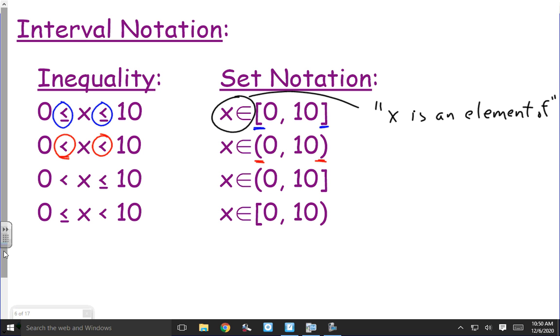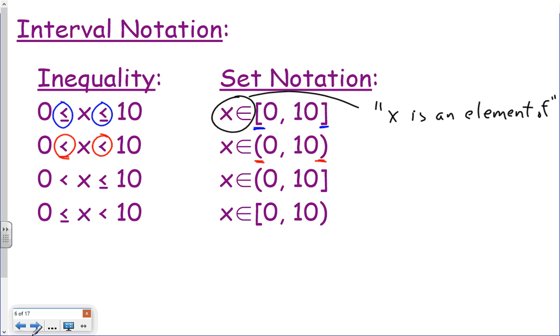And of course, you could vary these now. The next one is 0 is less than x, which is less than or equal to 10. So I'm including the 10, but not the 0. Notice that over there on the right. You can have a parenthesis on one side and a square bracket on the other side, just like you can have less than on one side, but less than or equal on the other side for an inequality. And the same is true for the last one. 0 less than or equal to x, which is less than 10, is the same as saying that x is an element from 0 to 10, including 0, but not 10. Okay? So those are interval notations that you'll see with some of these problems.